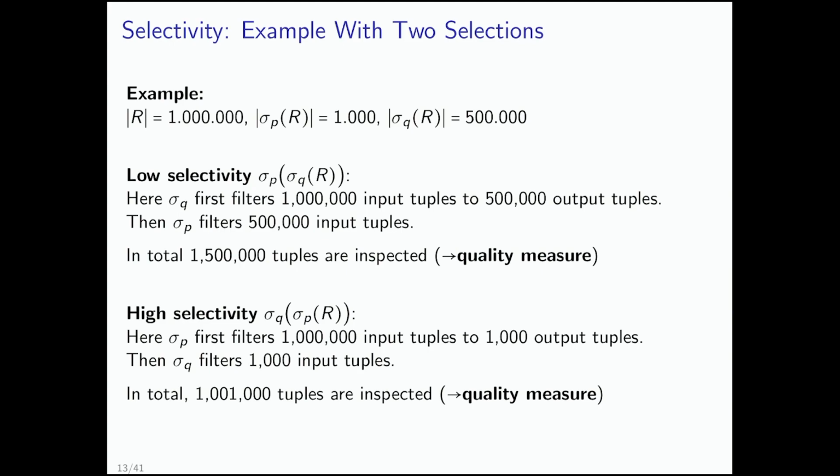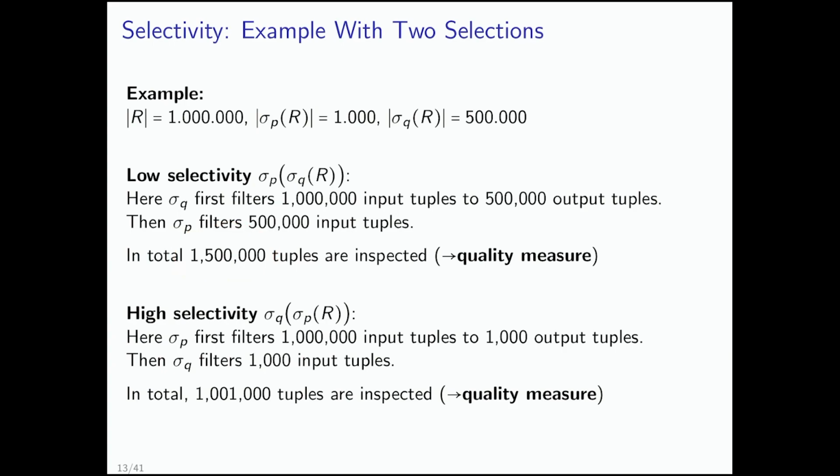So in this situation, here you inspect the 1 million input tuples and create another 500,000 input tuples. That gives you 1 million inspections, if you want. And then those 500,000 tuples created here are again inspected in this selection. That gives you another 500,000 inspections, and therefore you get 1.5 million tuples you're inspecting in this kind of execution.